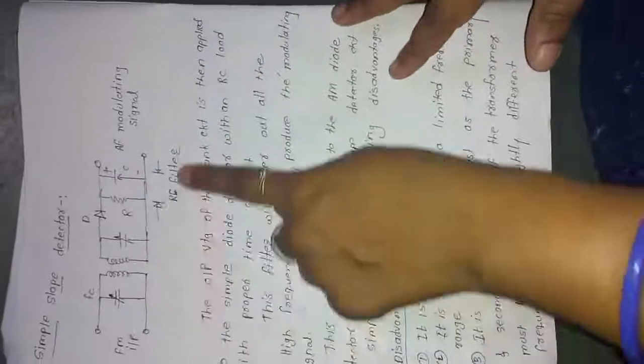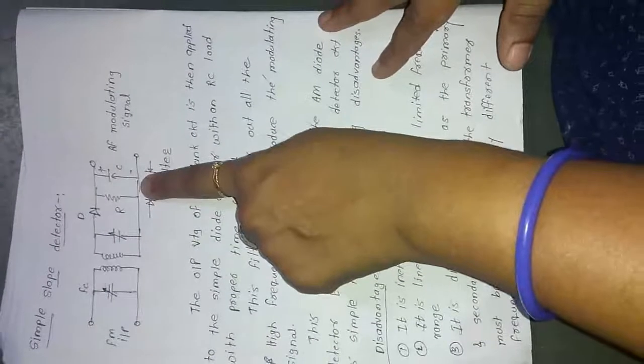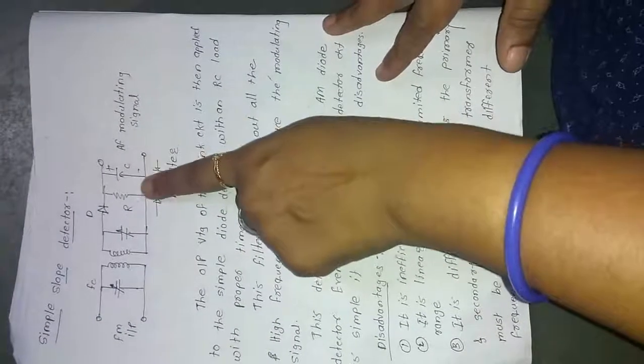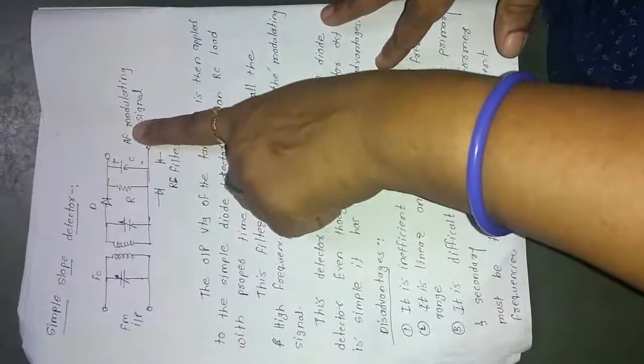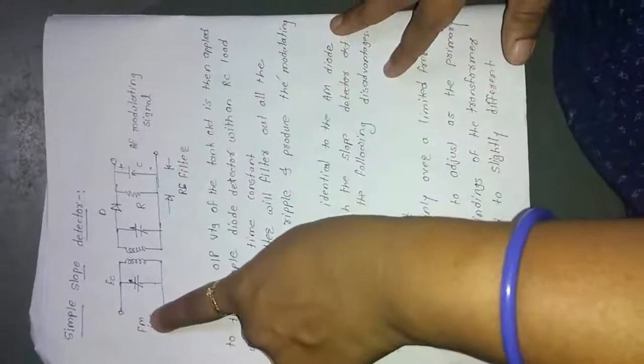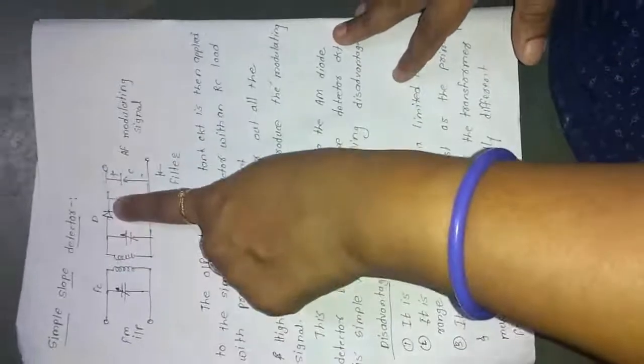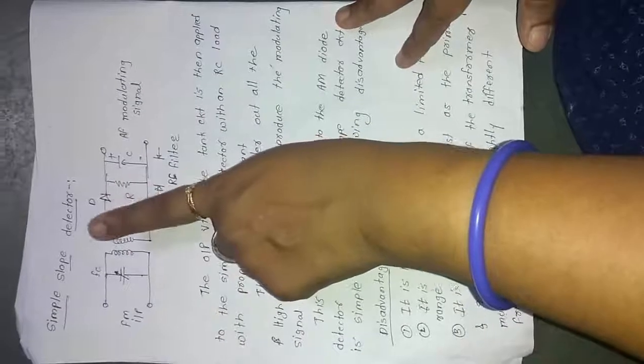Here I have shown the simple slope detector circuit. In this circuit, an RC filter is used for the demodulation purpose. The RC filter works as a low pass filter, which will recover the amplitude from the frequency modulated signal. The FM signal is given as input here. Here the diode is also used.